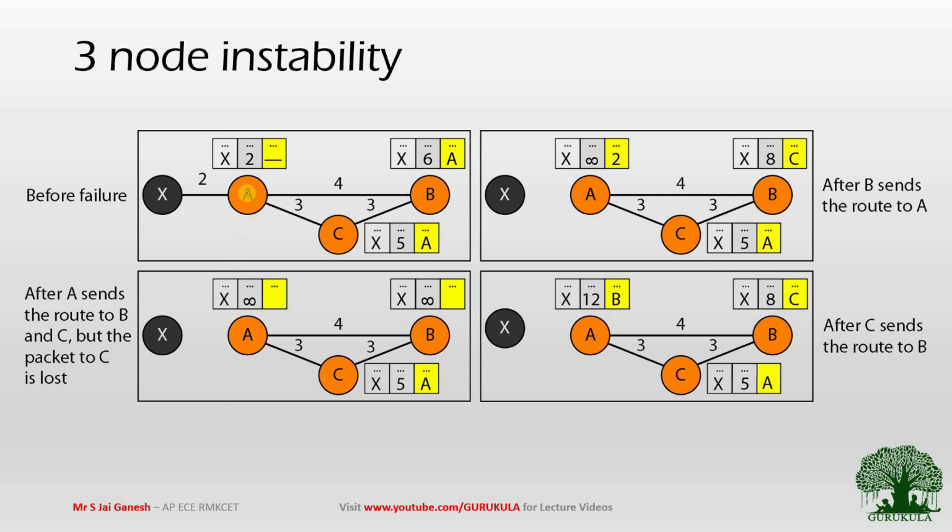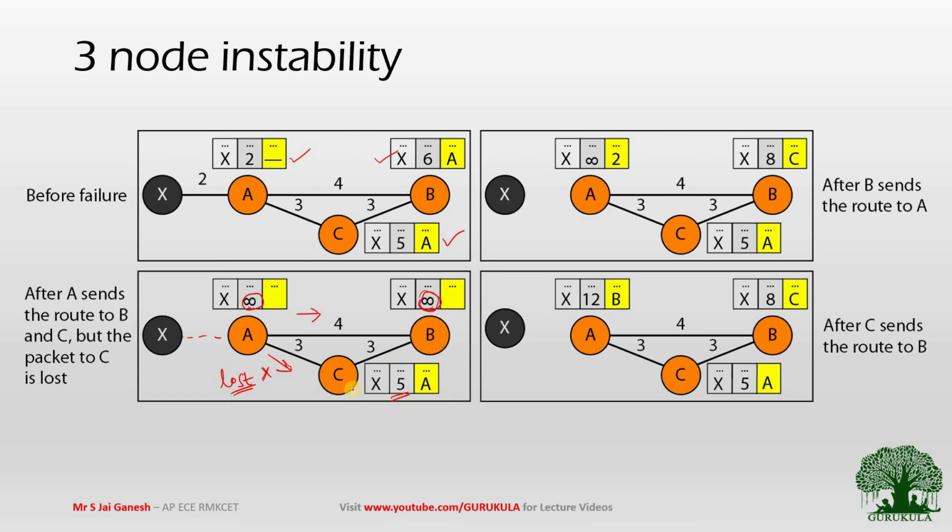Here in the 3-node instability problem, as you can see, the same scenario is maintained. We have represented only the partial table, not the complete table. Similarly, X lost its connection and this table has been updated over here. So X has become unreachable, and this updated table will be sent to both B and C. Now, due to some network problem, the update which is sent to C has not reached C. This packet has been lost. So only B will update its table and C will not update its table.